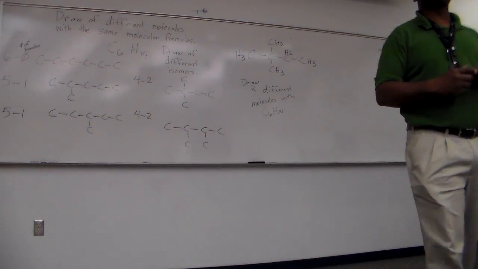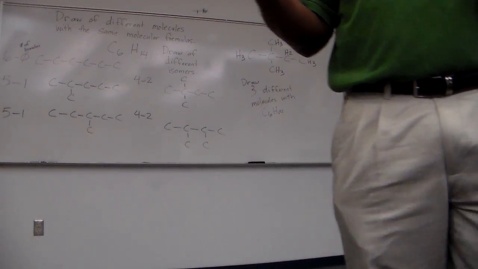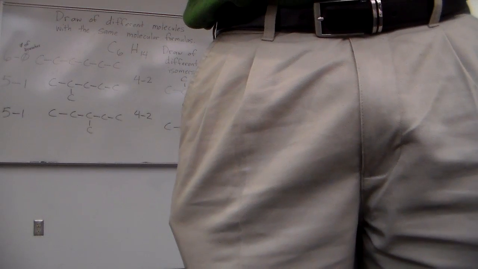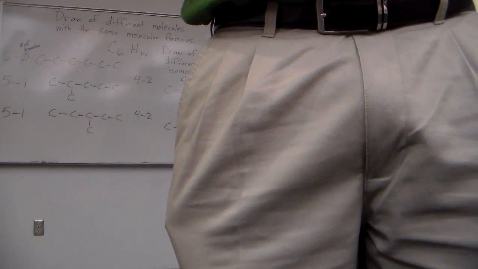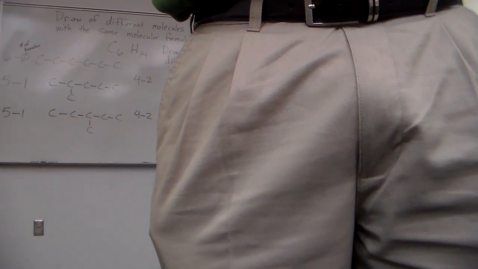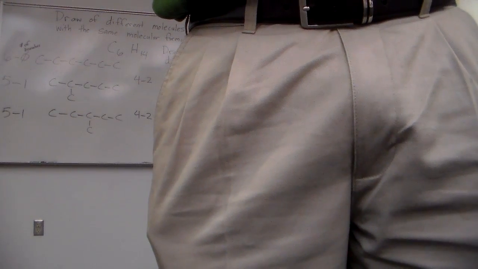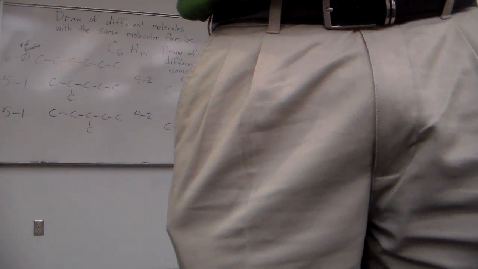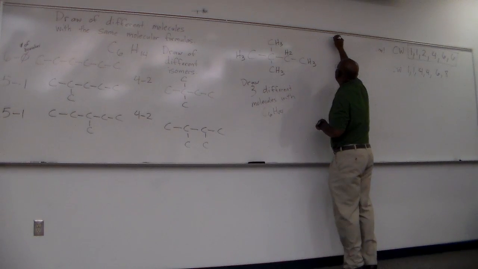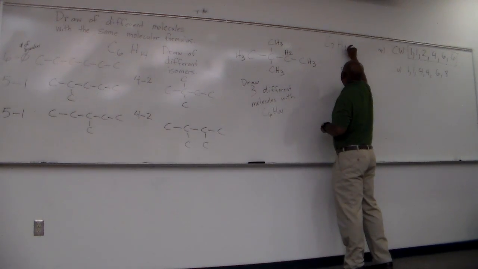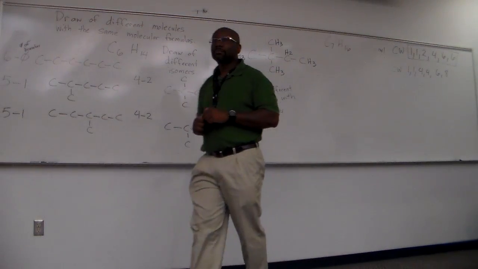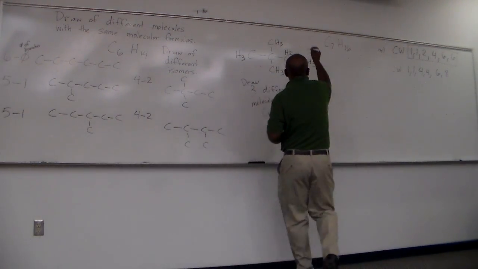Well, we don't have to just have 6 carbon atoms, we could do a different number. I could ask you for C7H16, and I want you to then draw me 5 different molecules with the formula C7H16. Five different.